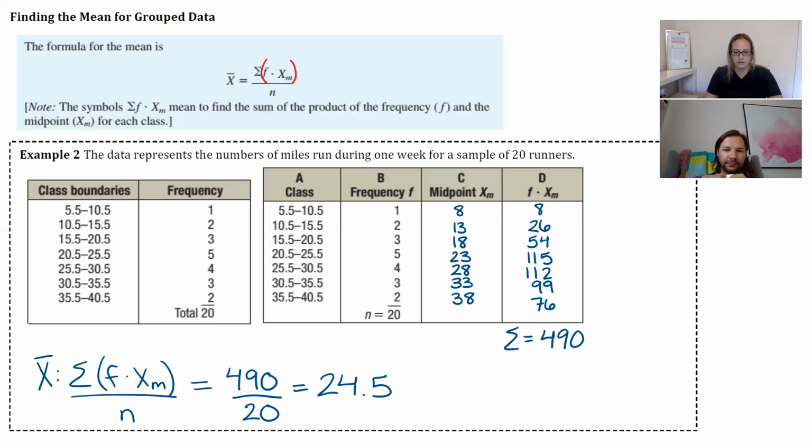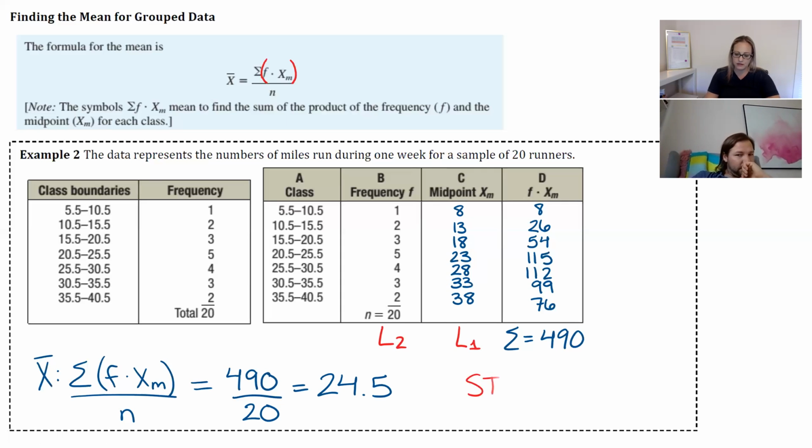Now you can also do this in your calculator. No matter what though, you do have to find the midpoints on your own. So whether it's completely by hand or with the calculator, you have to find the midpoints. Once you do that, you can go back to your lists in your calculator. So stat enter, and you want to put the midpoints in L1 and then your frequencies in L2. Midpoints always go in L1, frequencies always go in L2.